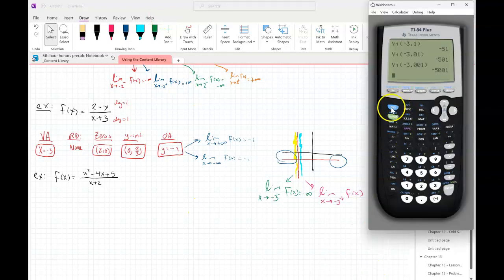And if I do the same thing on the right, I'll start at like -2.9 and just get progressively closer. And I see now what's happening there is things are getting bigger. So that's going to +infinity.